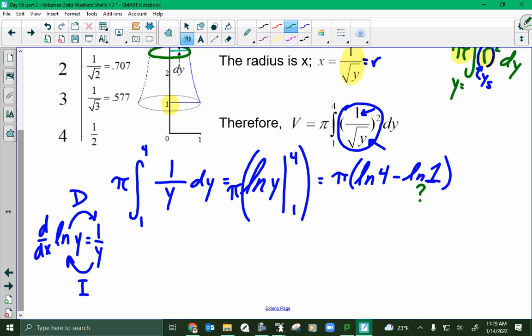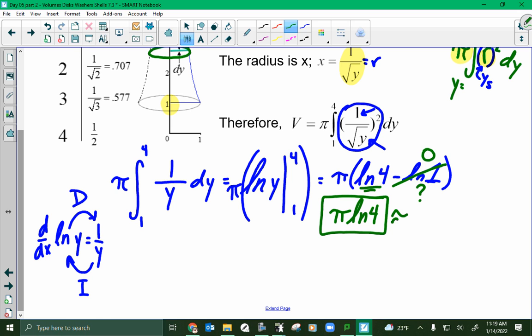What's the ln of 1? I don't know the ln of 4 without putting that in a calculator. Let's get an exact answer, then we'll put it in a calculator and check our work. The ln of 1 is 0. That's something you should definitely know. Which means I end up with pi times the ln of 4. That is an exact answer.